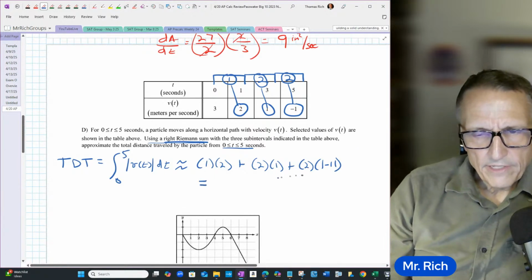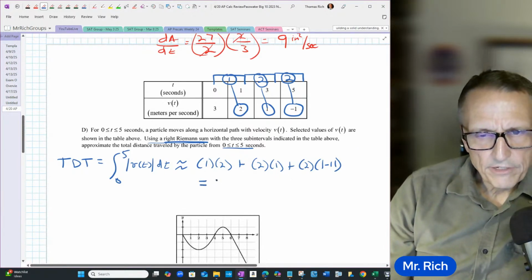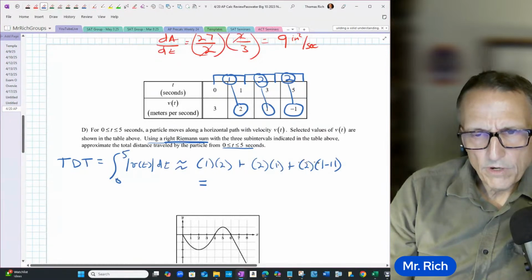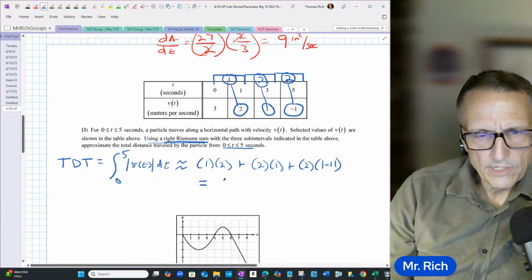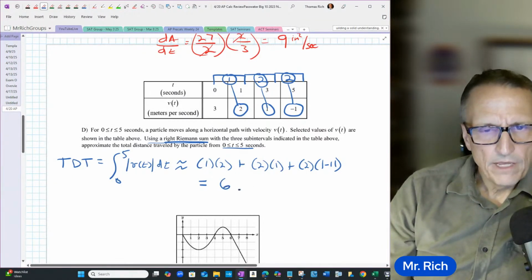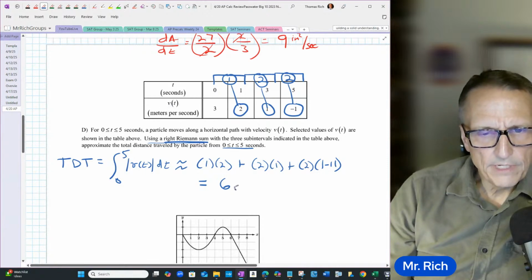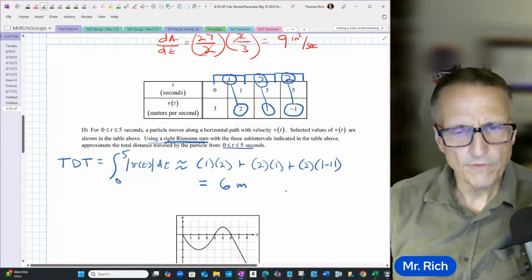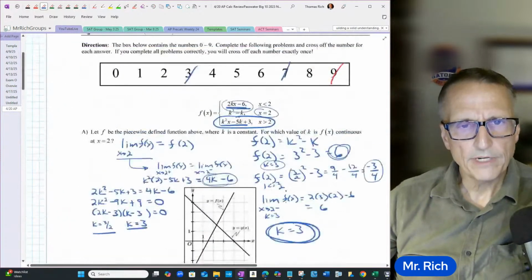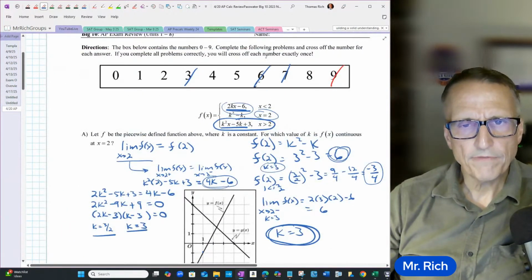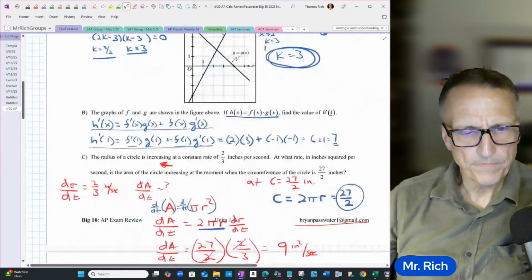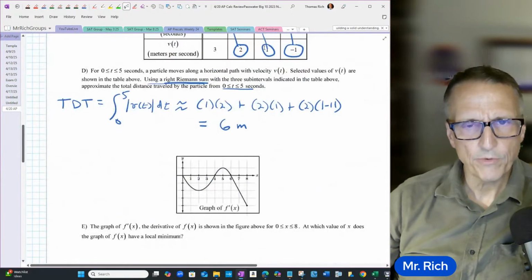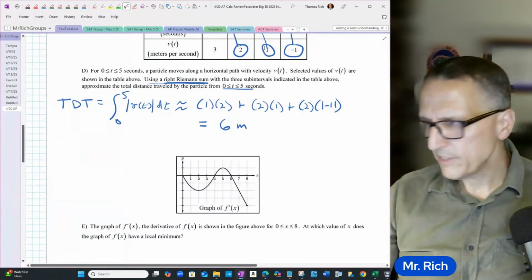Okay, and then I'm going to say that this is equal to 2 plus 2 is 4, plus another 2 is 6. And this is going to be 6 meters. That is my answer for this problem. And we can come up here and cross off the number 6. Okay, and that's how you want to lay out your work on a Riemann sum.